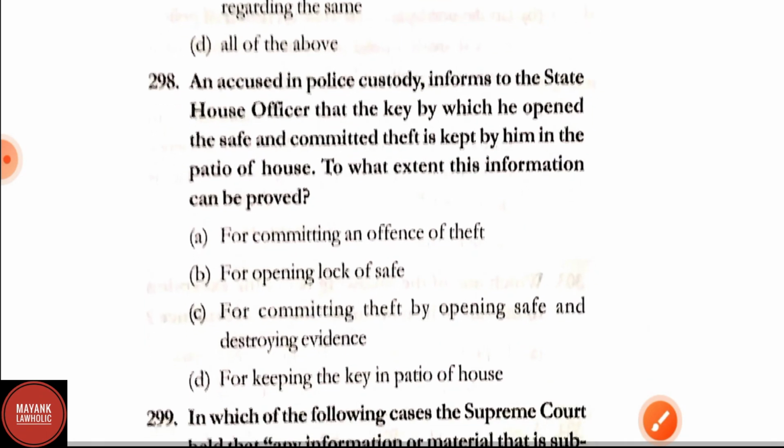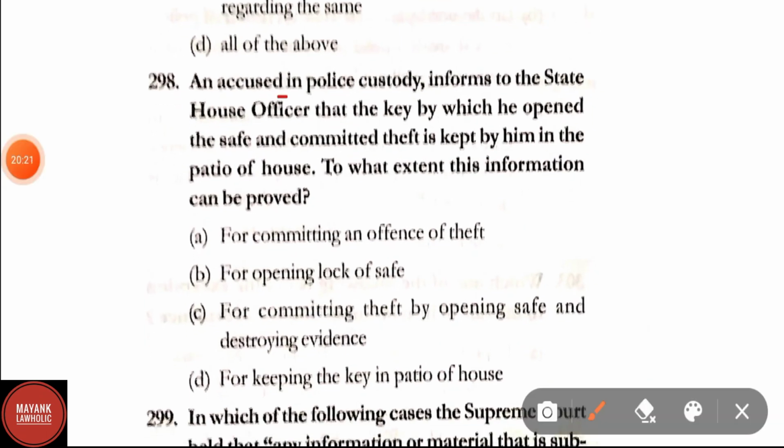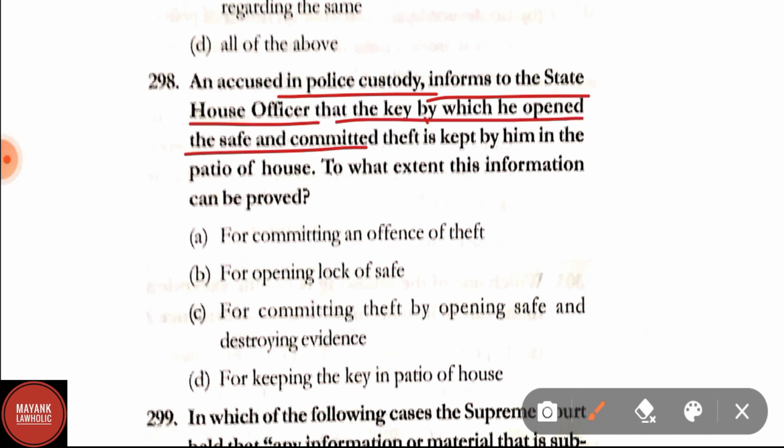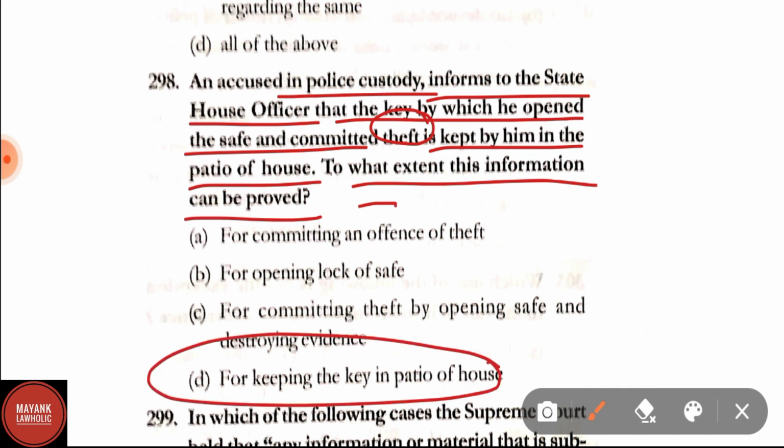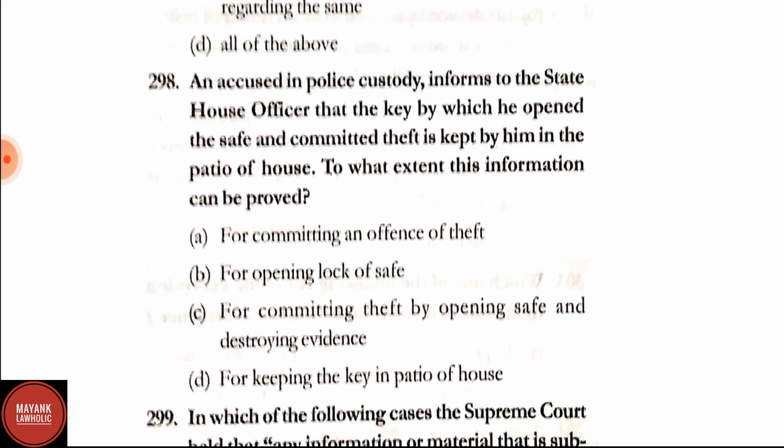Question number 298. An accused in police custody informs the station house officer that the key by which he opened the safe and committed the theft is kept by him in the patio of his house. To what extent can this information be proved? Here the correct answer is option D, for keeping the key in the patio of the house.